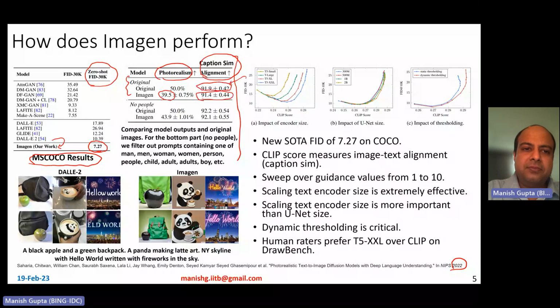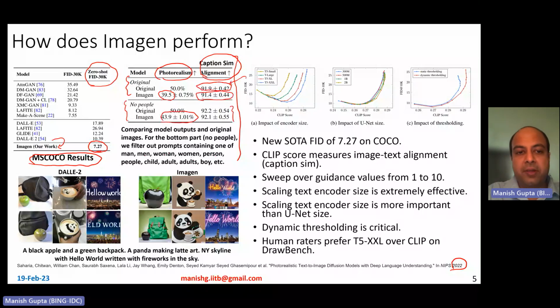Now, if you remove those images which relate to people, for example, images labeled as man, woman, men, women, person, people, child, adult, boys, girls, and so on, in that case we find that in general the photorealism scores improve, but the caption similarity remains the same. So that's that. Basically, Imagen performs reasonably well, even when compared with the ground truth images. Okay, compared to DALI, right?